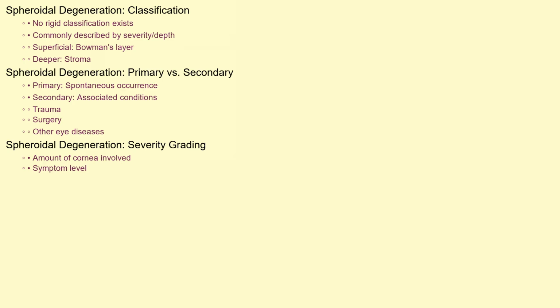While there aren't formally rigid classifications, spheroidal degeneration is often described based on its severity or depth within the cornea. Superficial degeneration involves deposits primarily in the Bowman's layer, while deeper degeneration extends into the stroma. Some sources also differentiate between primary and secondary forms. Primary spheroidal degeneration occurs spontaneously, while secondary spheroidal degeneration is associated with other conditions such as trauma, surgery, or other eye diseases. Describing by severity can be graded by the amount of cornea involved and symptoms level.